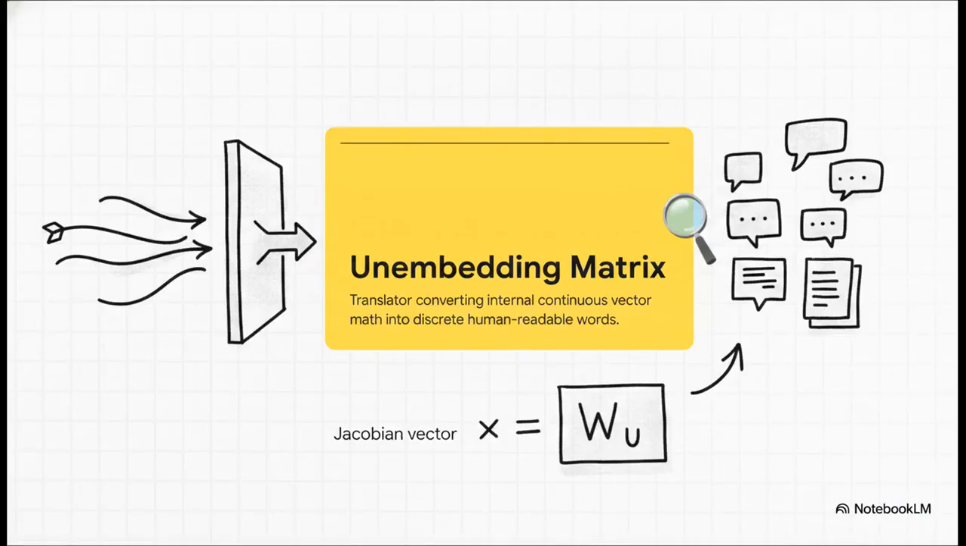And this brilliantly illustrates the final step, the unembedding matrix, or WU. Every language model has this built-in translator sitting at the very end of its architecture. It's the dictionary that takes continuous, flowing vector math and locks it into discrete, human-readable vocabulary words. By multiplying our average Jacobian vector with this unembedding matrix, we get a ranked list of the exact words the AI is holding in its mind at that exact intermediate layer.